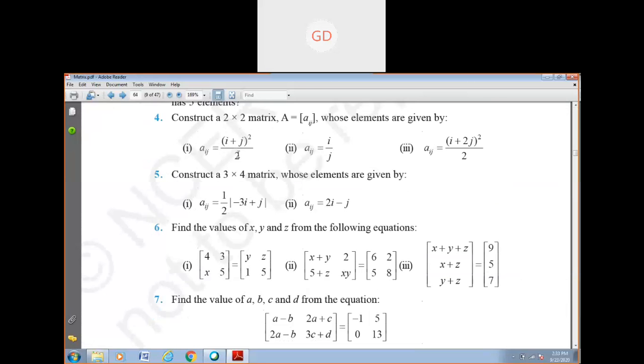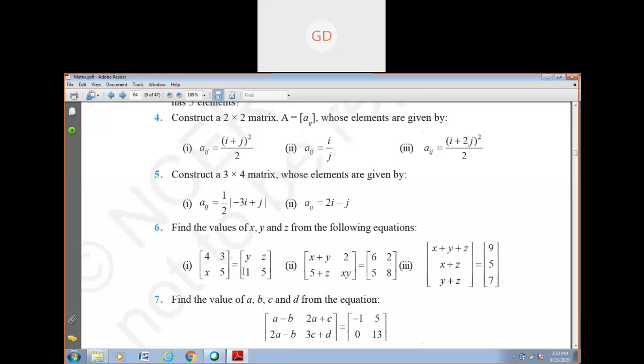So three examples are here in the question number 4. Here the elements are defined in this way. So using this defined rule, we can have all the elements of the matrix. So how we have to construct the matrix, we discussed in detail in the last class. Similarly, this one very simple, and this one, and question number 5 also you can go through, and question number 6 just the equality of matrices.